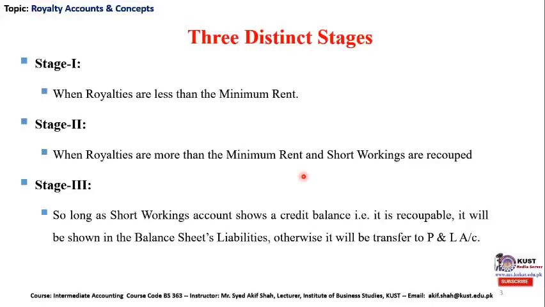So long as the short working account shows a credit balance, basically this short working in the books of lessor is a liability account because that is recoupable. Hence, whenever this has a credit balance in the balance sheet of the lessor, it is recoupable. It will be shown in the liability section of the balance sheet. Otherwise, when the time has expired and the lessee was unable to recoup the balance, it will be transferred to the profit and loss account as a credit or income to the profit and loss account of the landlord or lessor.